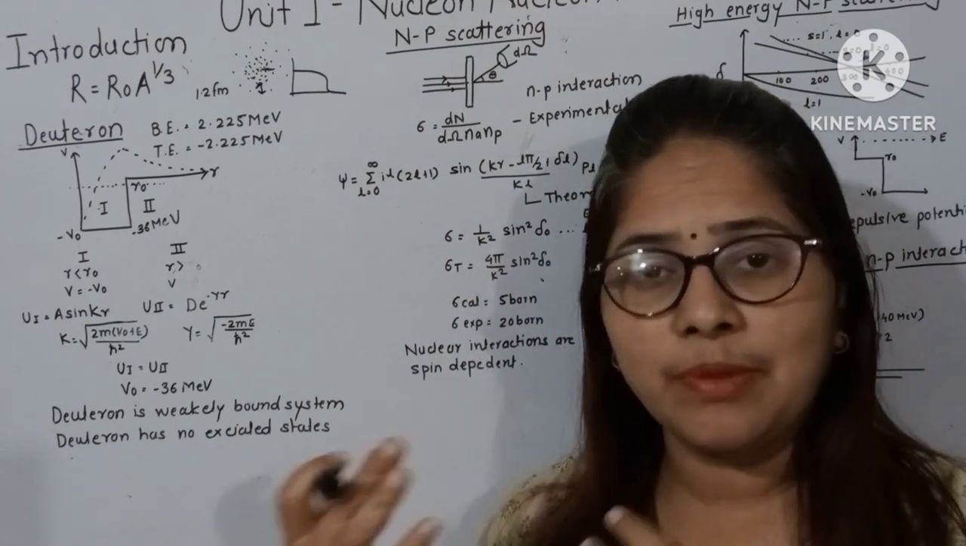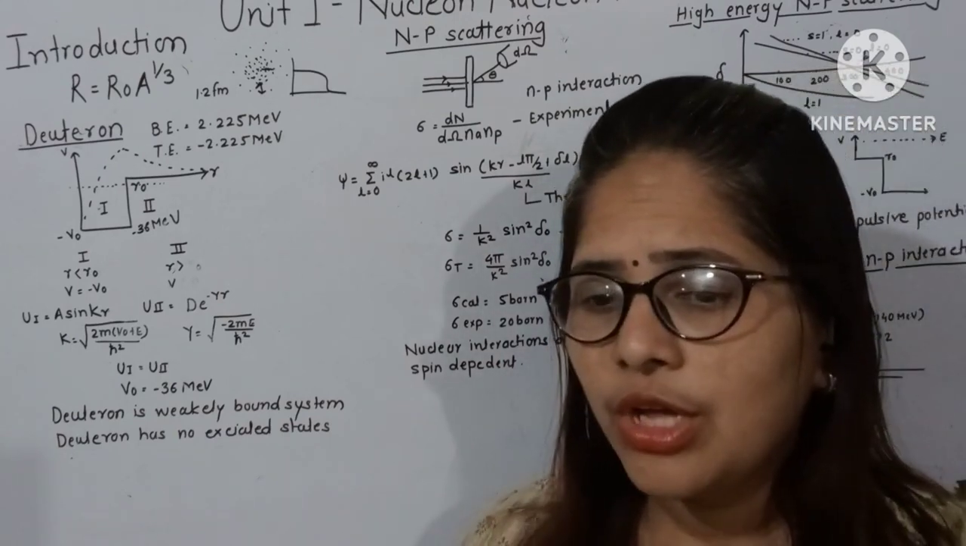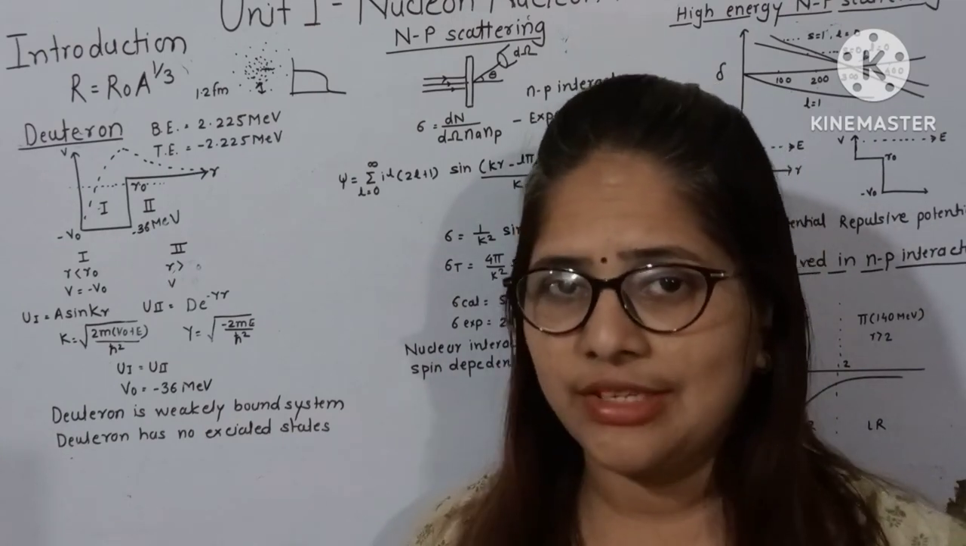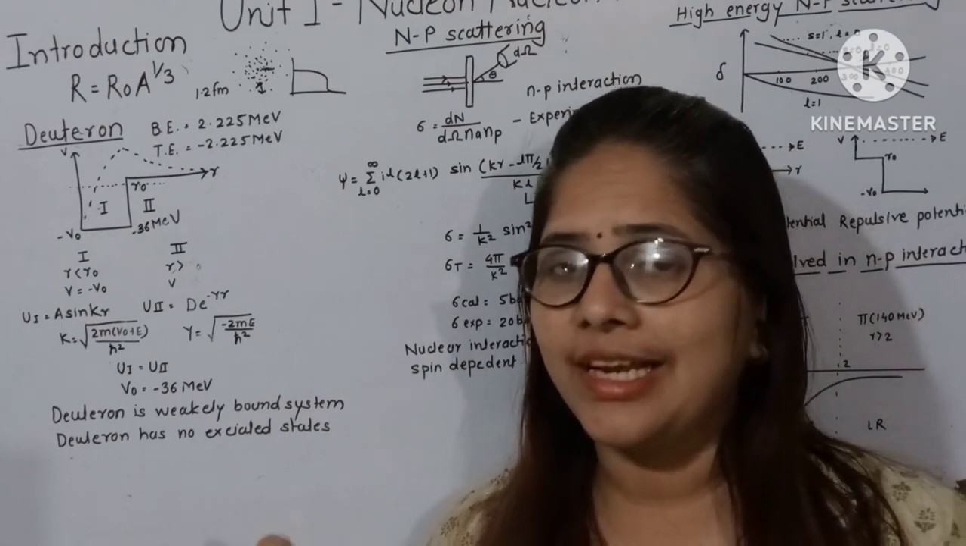Now this scattering cross section sigma is a measure of the interaction between the neutron and the proton experimentally. Okay, now see here, we have also done the theoretical calculations for this interaction, and we have named that interaction as a phase shift delta.